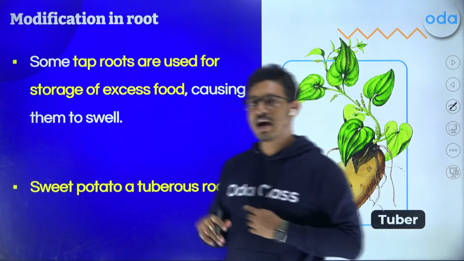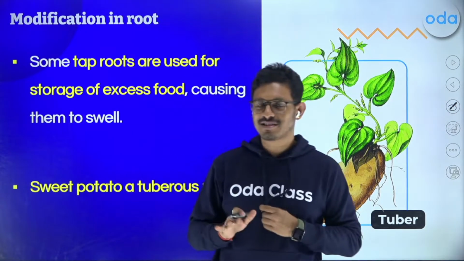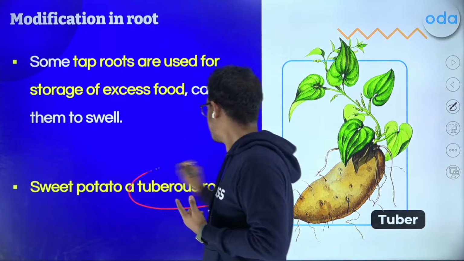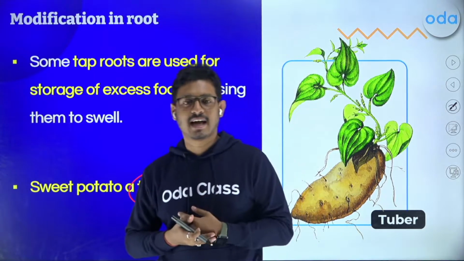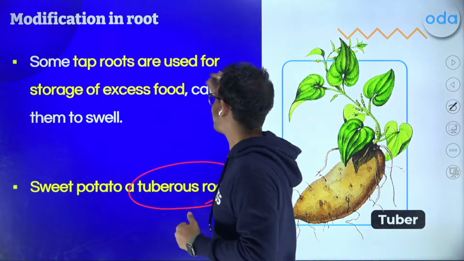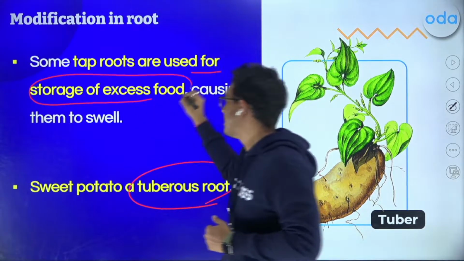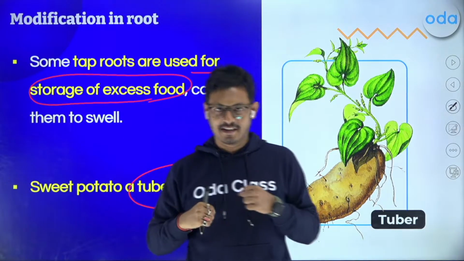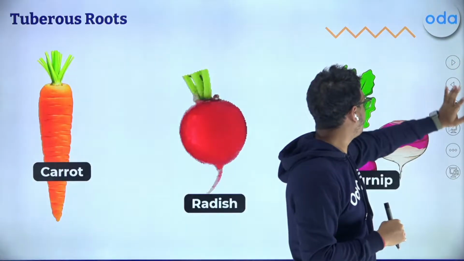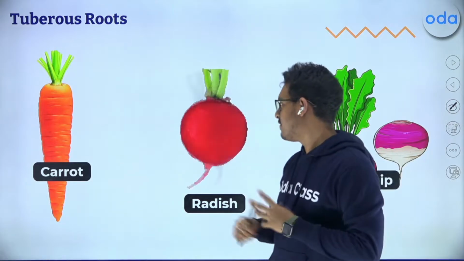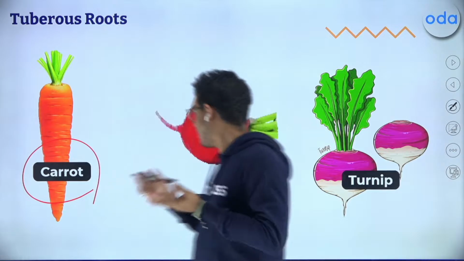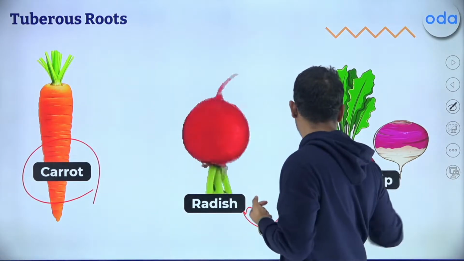Now let's talk about another type of tuber that does not happen to the stem, but to the root of the plant. And that is a type of tuberous root. So sweet potato, on the other hand, is not a tuberous stem, it is a tuberous root. It's the root that has stored so much excess food that it has fattened up itself. Not only sweet potato, there are many other examples of modified root as well. For example, your carrot is also a modified root. Even radish and turnip.